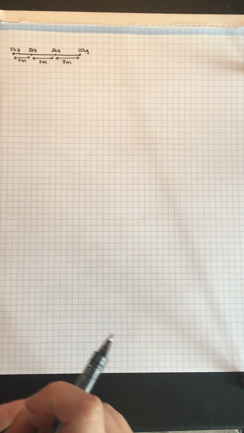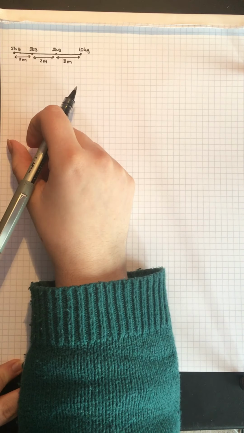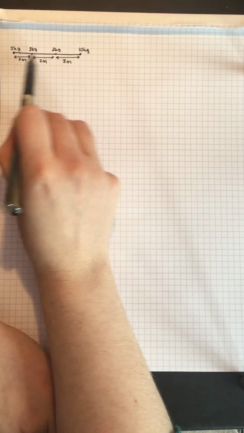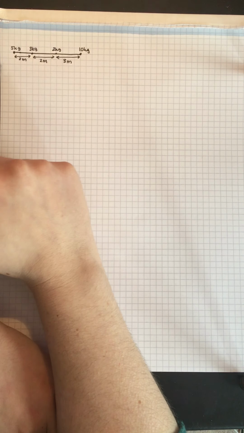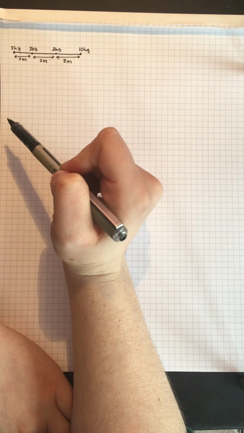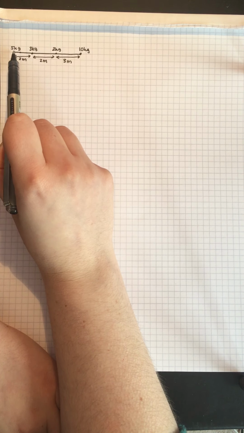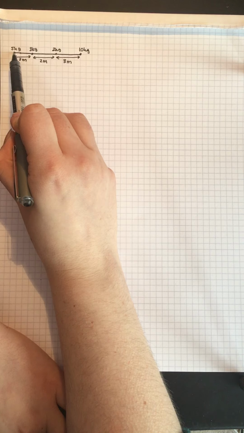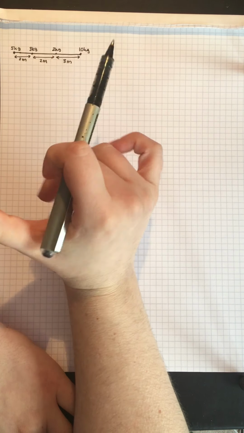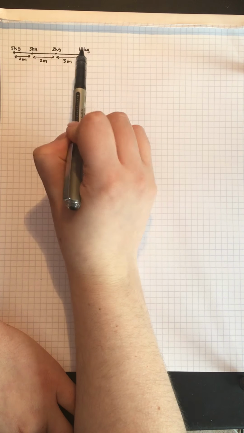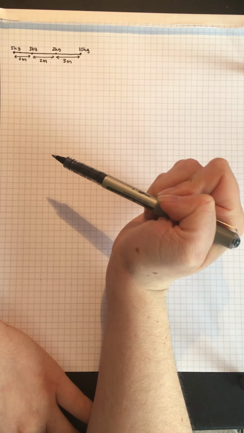Alright, so in this video I'm going to show you how to derive the formula for finding the centre of mass of a one-dimensional body. So we're going to say that this one-dimensional body is a light rod with 4 point masses on it as shown. That just means that at this specific point there is a mass of 5 kilograms that doesn't have any dimensions either way. Here there's a mass of 3 kilograms, here there's a mass of 2 kilograms, and here there's a mass of 10 kilograms.